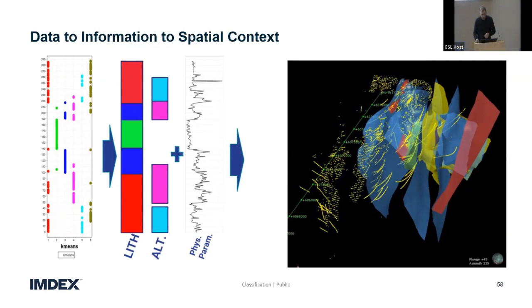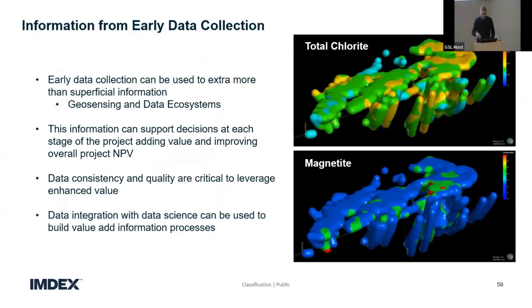So once you've got it into 3D space, of course, you can start to plot things like this. And we saw better examples from the Dundee example, but looking at chloride, looking at magnetite distribution. So that's just calculated on the exploration chemistry.